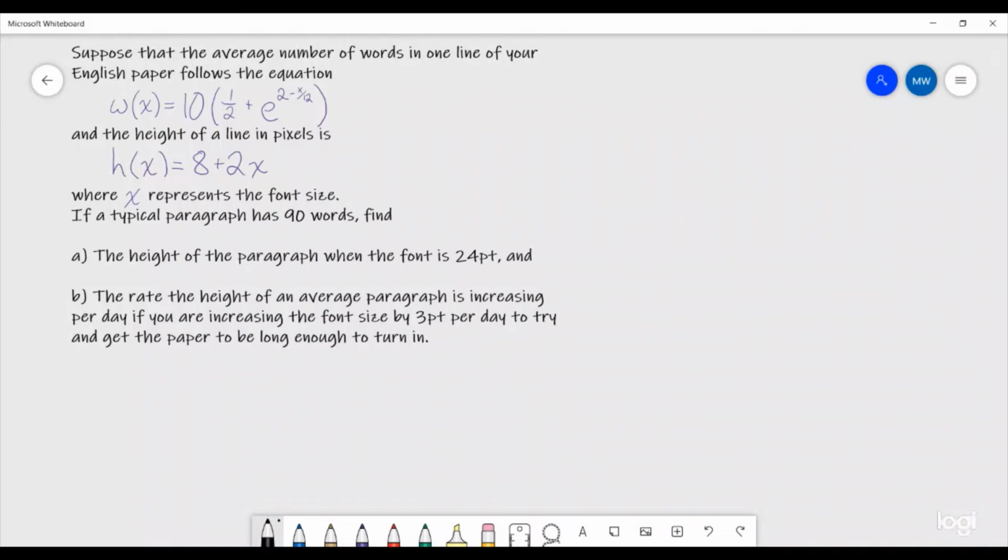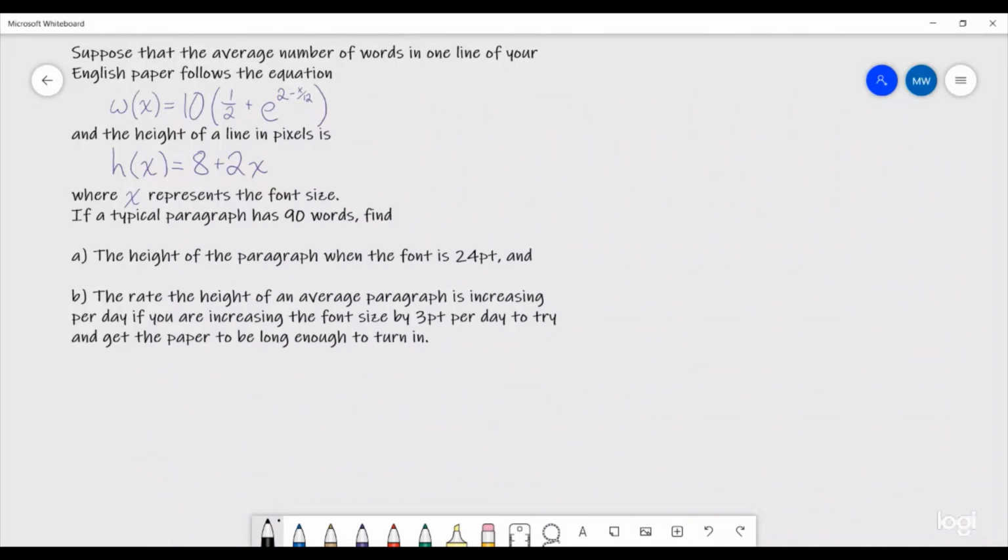So we know that our average paragraph in our paper has 90 words. Let's find two things. So first, a, the height of the paragraph when the font is 24 point, and b, the rate that the height of an average paragraph is increasing per day if we are increasing the font size by 3 points per day to try and get the paper long enough to turn in, because it's much easier to just increase the font size than to actually write more words. So let's go through and figure out these two different things.